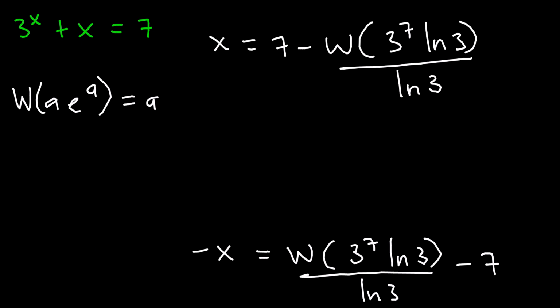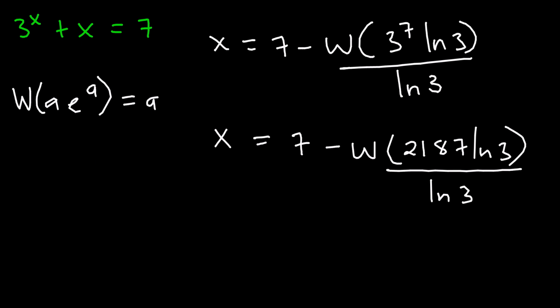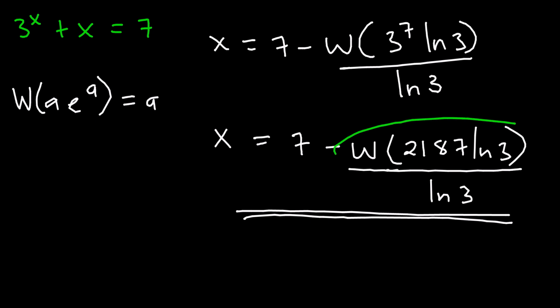This can also be written as x equaling to 7 minus W into, now 3 to the power of 7 is the same as 2187 times natural log of 3 divided by natural log of 3. Now if you want, you can express your answer like this. And also, if you want, you can solve for this using an online calculator, let's say Wolfram Alpha.